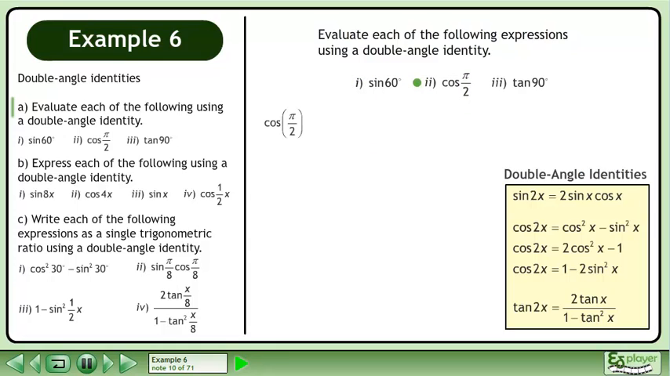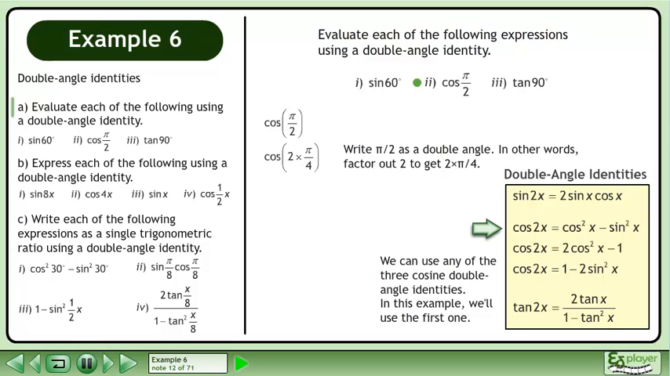In question 2, evaluate cos pi over 2. Write pi over 2 as a double angle. In other words, factor out 2 to get 2 times pi over 4. We can use any of the 3 cosine double angle identities. In this example, we'll use the first one.